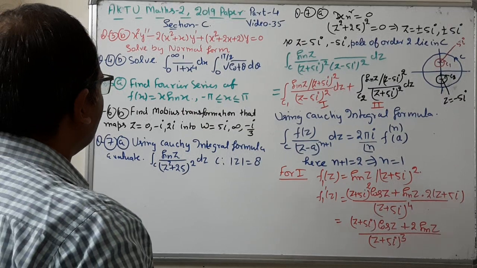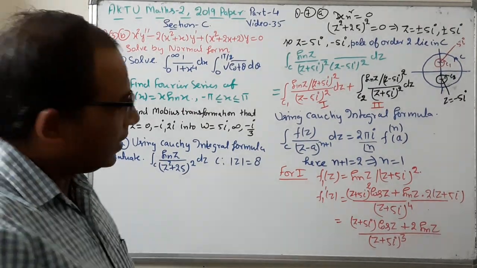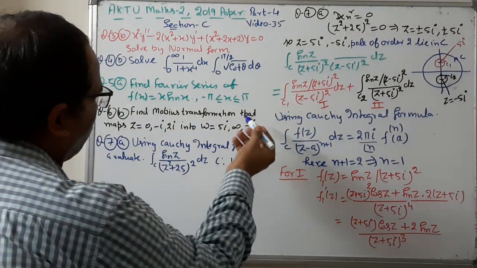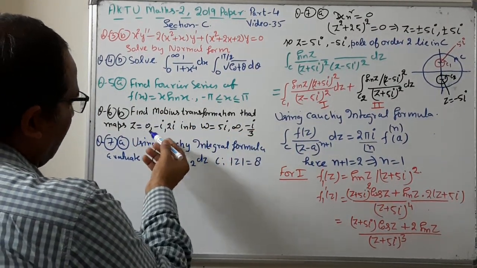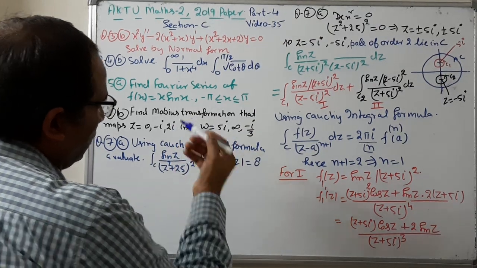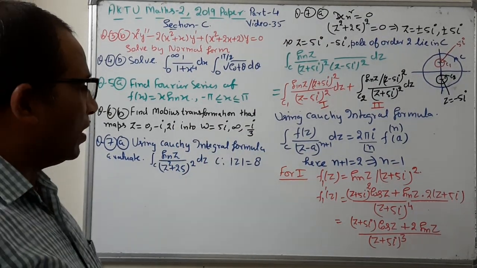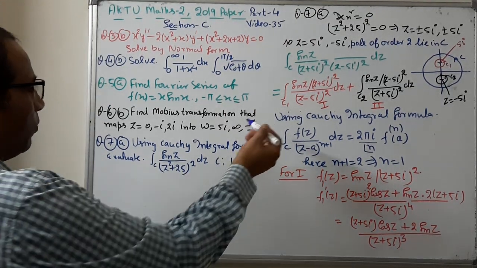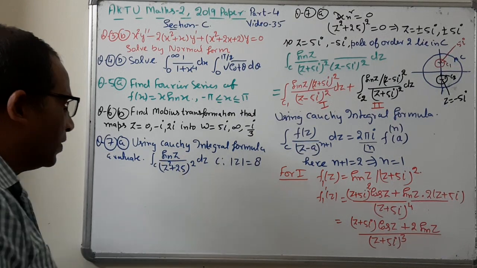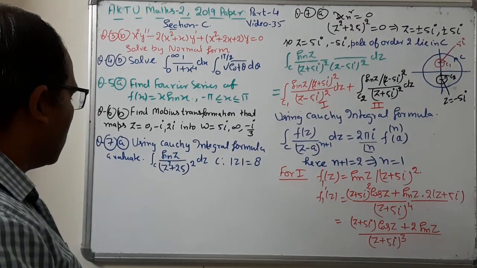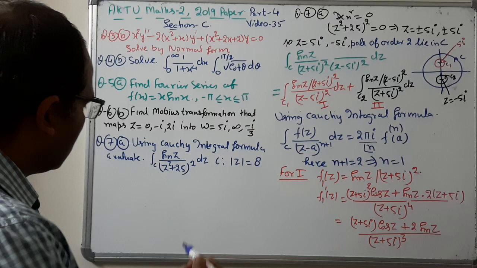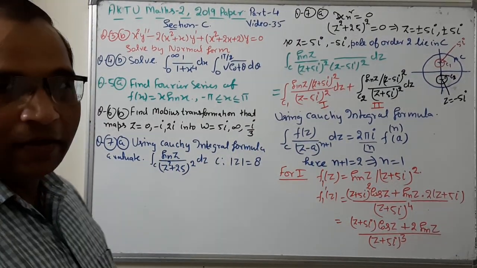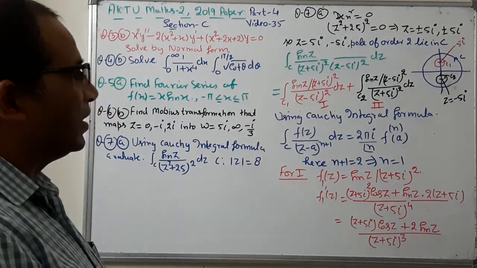Question number 5a: find the Fourier series of f(x) equal to x sin x. This is from module 3. Question number 6b: find the Mobius transformation that maps z equal to 0, minus i, i into w equal to pi by, infinity, minus i by 3. This is from module 4. And from module 5: using the Cauchy integration formula, evaluate the integration of z sin z upon (z square plus 25) whole square dz, where C is given as modulus of z equal to 8.